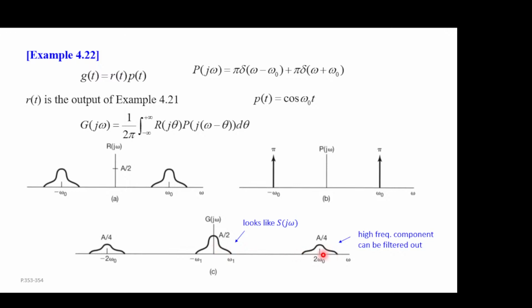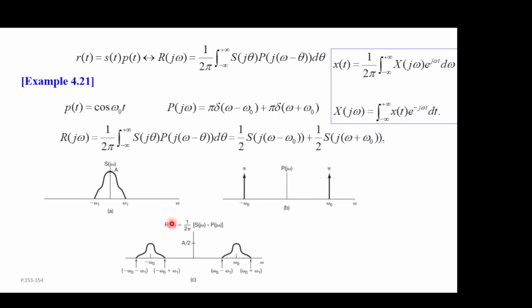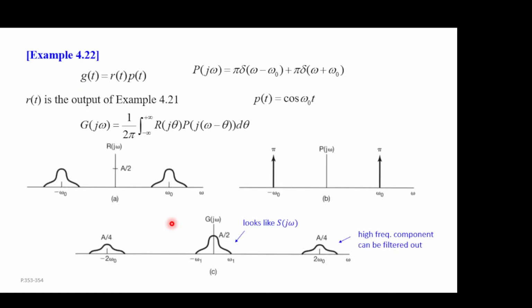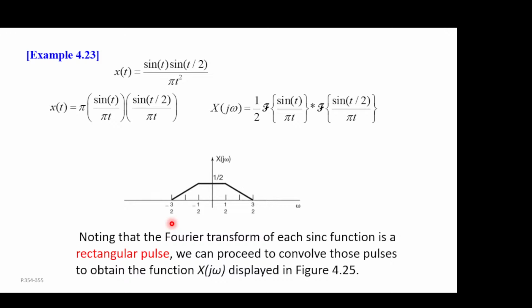You will also get some high frequency components, and this is where filters are useful. If you apply a low pass filter, you can filter out all the high frequency components, and you get your original signal back. Okay, so this is the modulation of signal. This is one of the applications of Fourier transform analysis. Any question about amplitude modulation? Not? Then let's look at another example.